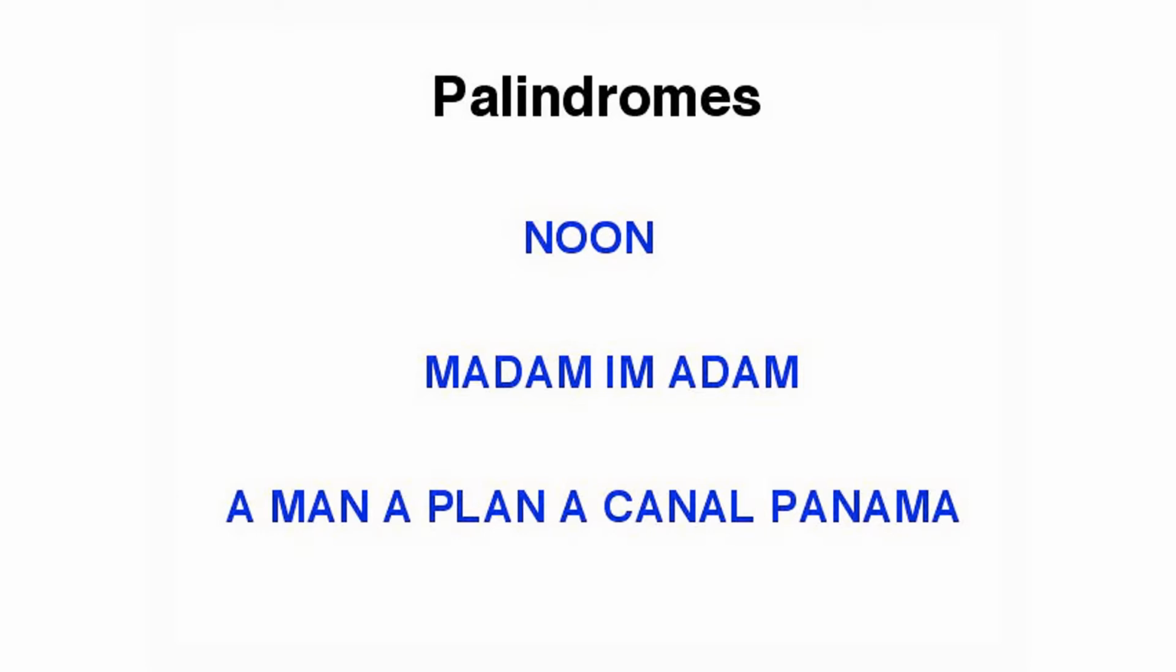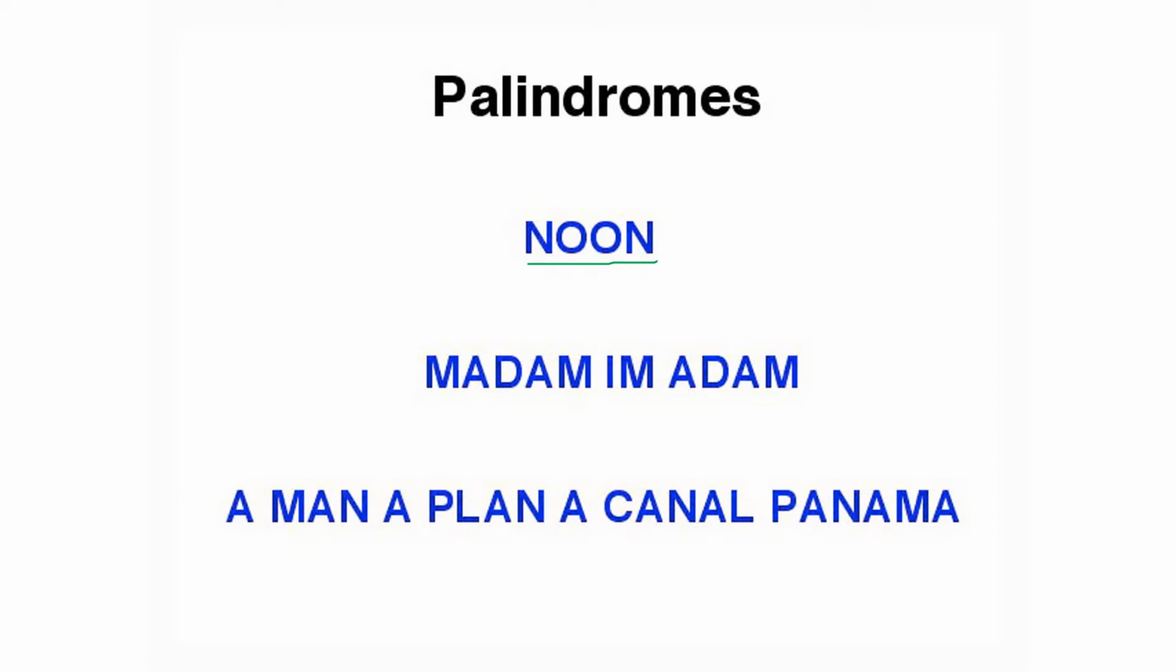And here are 3 examples of palindromes. Some simpler than others. Noon, read the same forward and backward. Madam, I'm Adam. And here we have Madam, I'm Adam. And a man, a plan, a canal, Panama. Reads the same way in the reverse direction.